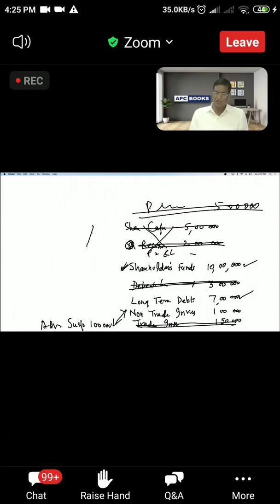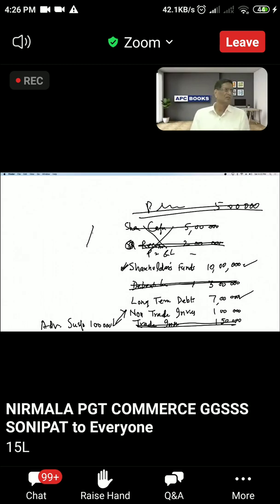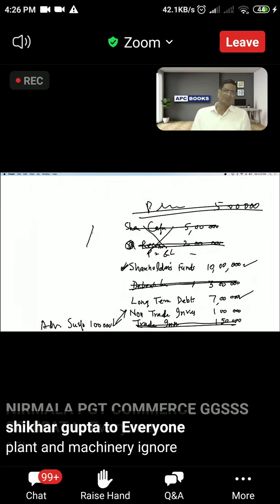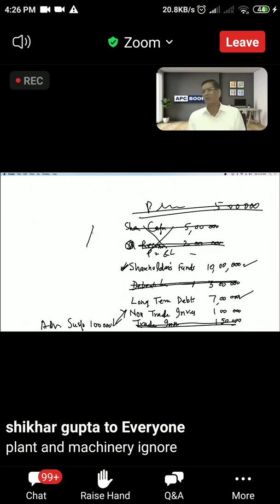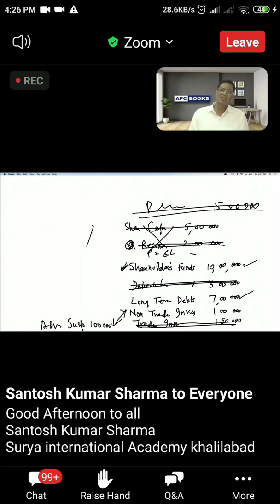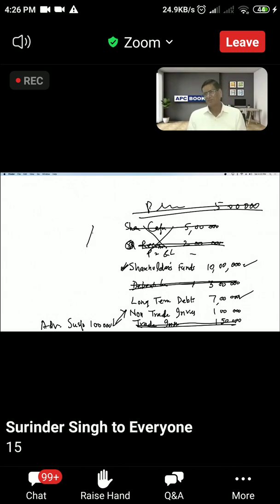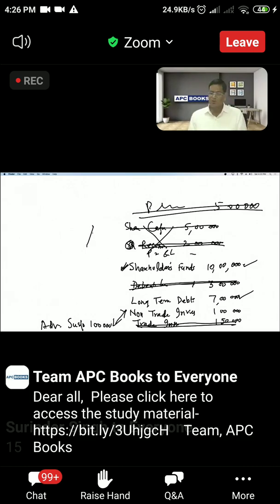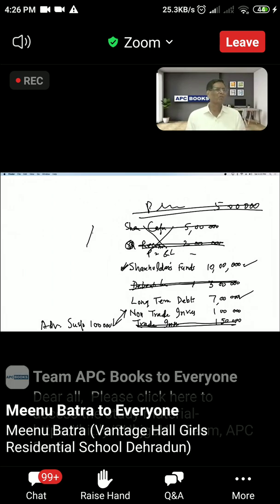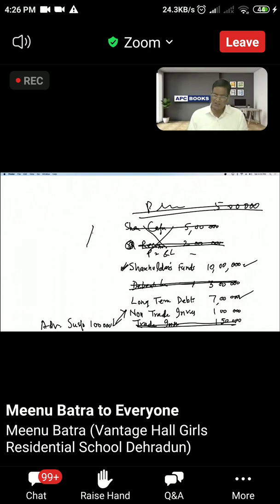So, liability side approach, I again repeat. I'm repeating because you have to repeat yourselves for your students. When you teach this thing to your students, you have to repeat again and again. So, shareholders funds, I can repeat, it's my habit to repeat actually. Shareholders funds include share capital and all reserves.